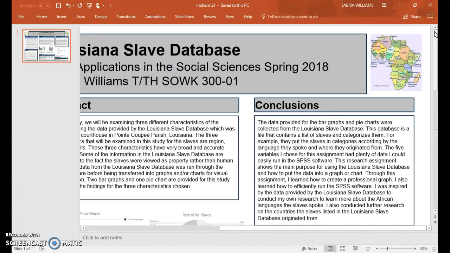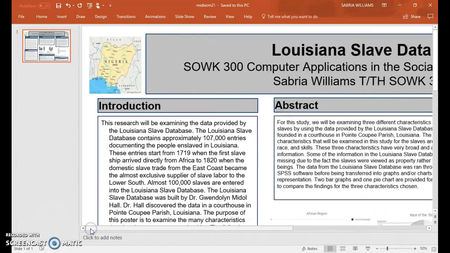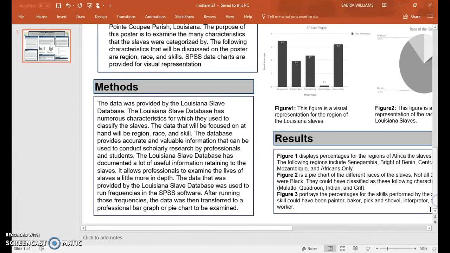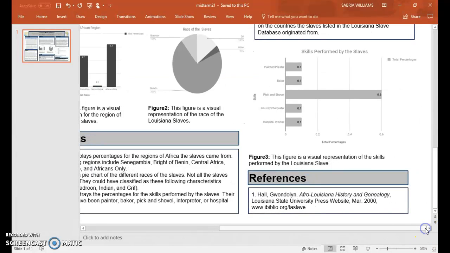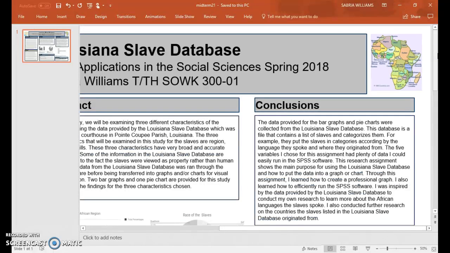Also up here at the top, I included a map of Africa and its countries, and then over here to the side I have a map of Nigeria, which is a place that I want to go. And if you wanted to check out the scholarly journal article produced by Dr. Gwendolyn Hall, the title of it is right here in my reference section, and it's called the Afro-Louisiana History and Genealogy. So I advise you to go check that out, learn some more, get skilled, get educated.